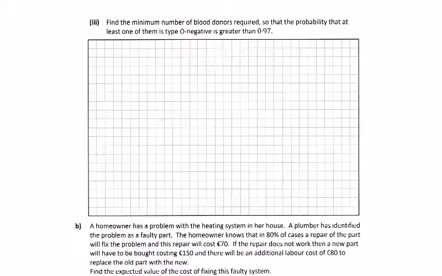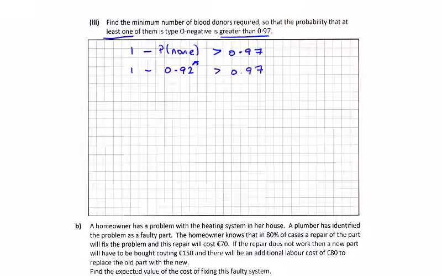Find the minimum number of blood donors required, so the probability at least 1. So again, 1 minus the probability of none has to be greater than 0.97. So 1 minus 0.92 to the power of 5 is what we had, has to be greater than 0.97. So we're not looking at the 5, we're looking at n in this case. To solve for n, the minimum number of blood donors required so that this probability is greater than 0.97.